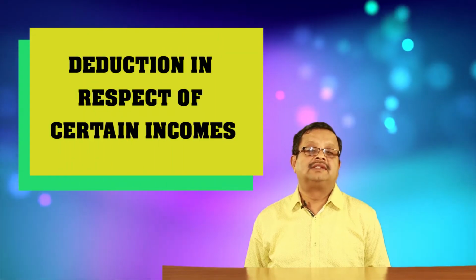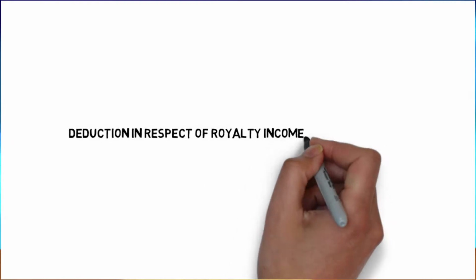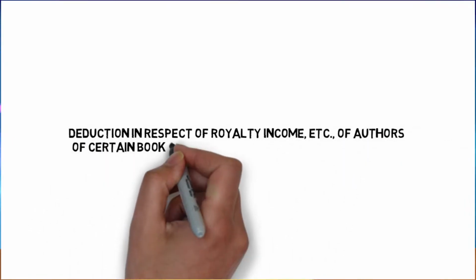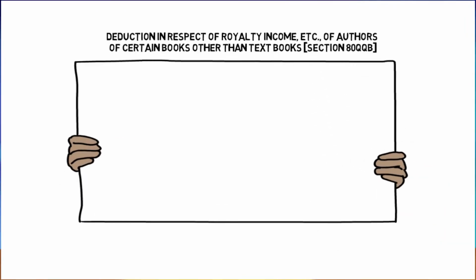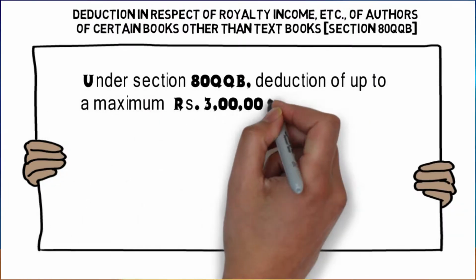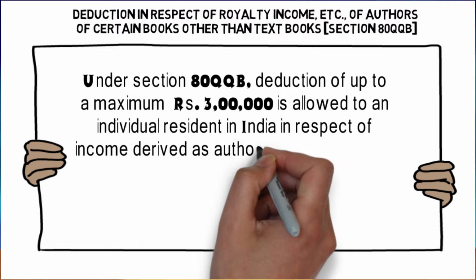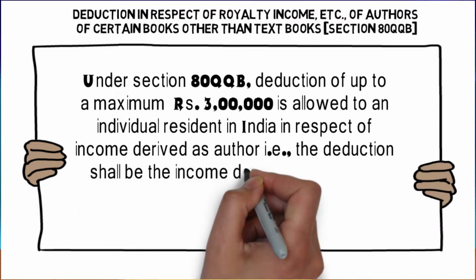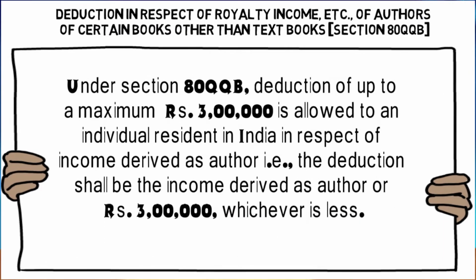Now let us see deductions in respect of certain incomes. Section 80QQB, deductions in respect of royalty income of authors of certain books other than textbooks. Under section 80QQB, deduction up to a maximum of rupees 3 lakh is allowed to an individual resident in India in respect of income derived as author. That is, the deduction shall be the income derived as author or rupees 3 lakhs, whichever is less. So this is the deduction which is available for royalty income by an author.